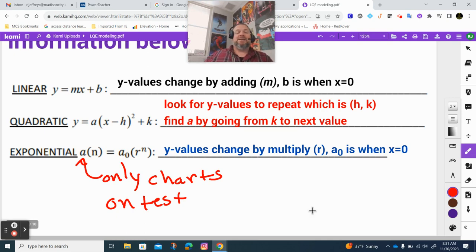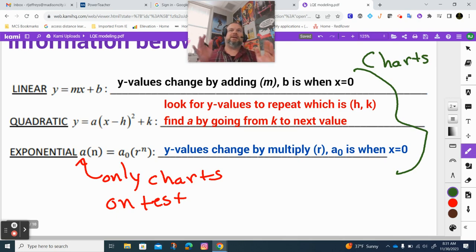Now, quadratic, again, a lot of this is when we're in charts. This stuff right here. Graphs is a little bit easier. Charts, you gotta kind of tweak a little bit. That might be a good thing to write right here, that this is in charts. We look for y values to repeat. And that's how we'll find where our h, k is in the middle of that. And then we'll find a by going from k to the next value.